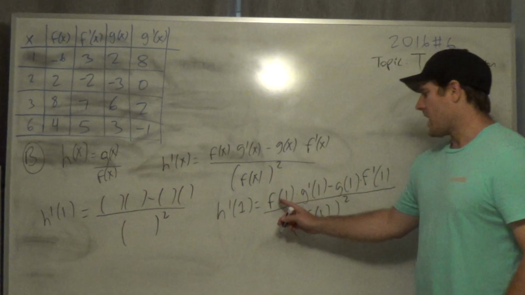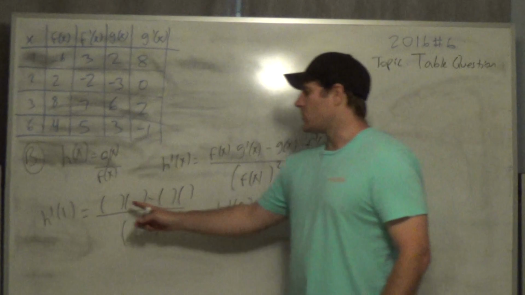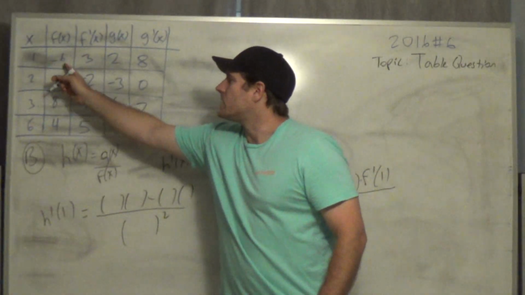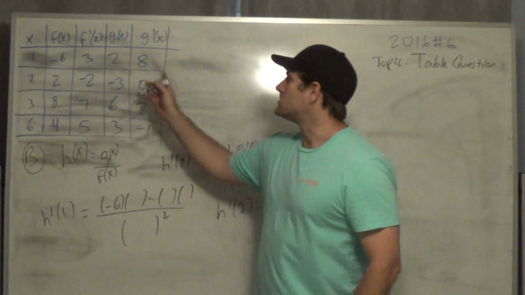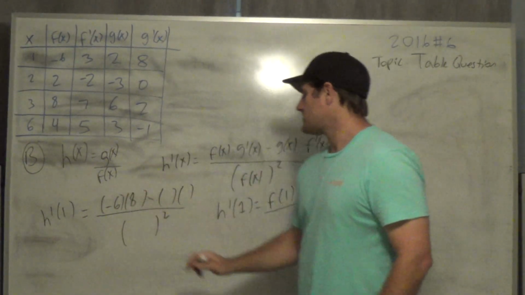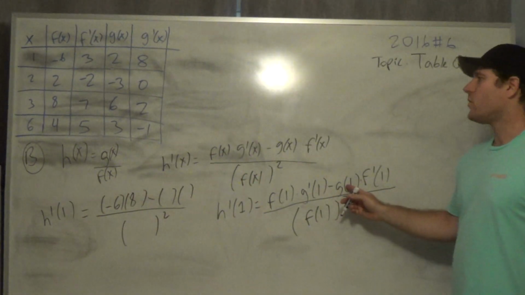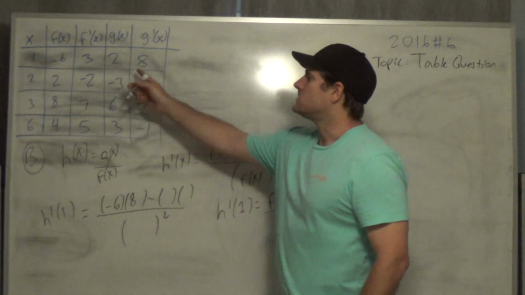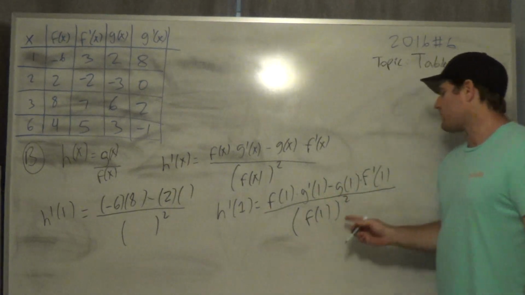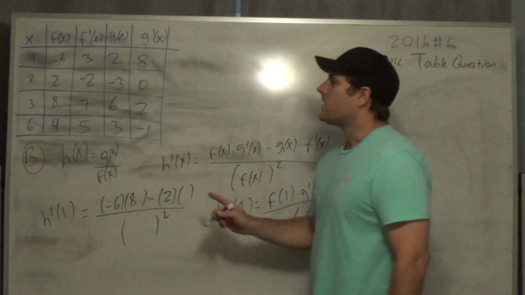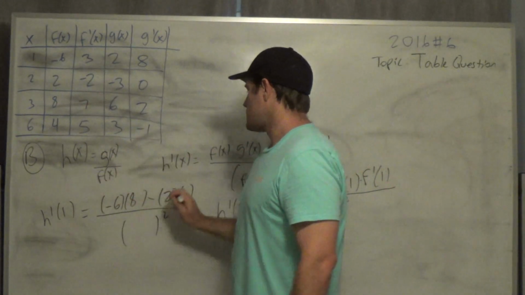Okay, so f of 1 and then g prime 1. So f of 1 is negative 6. G prime 1 is 8. And then we need g of 1. G of 1 is 2. And then we need f prime 1. F prime 1 is 3.